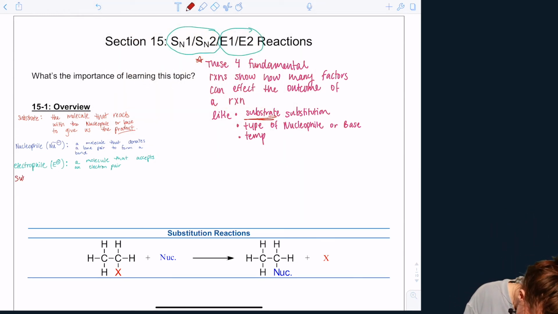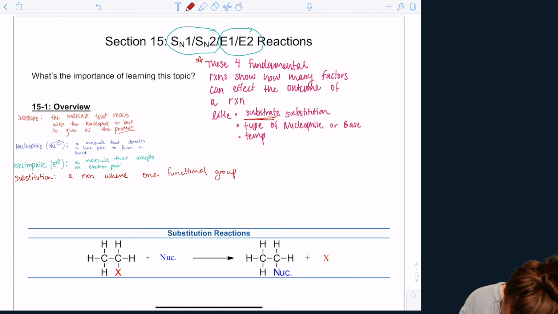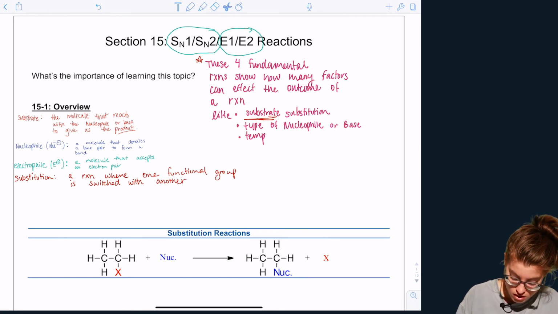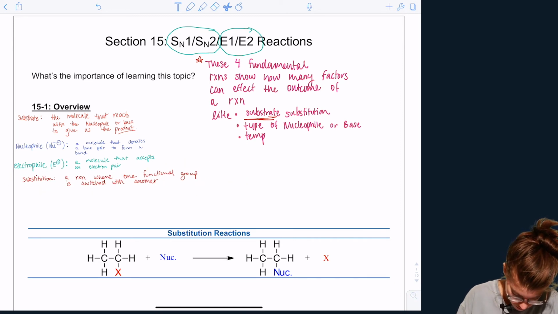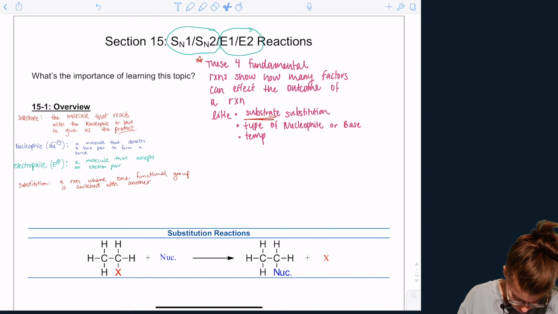So, substitution: a reaction where one functional group is switched with another. Okay, a different functional group. So we just switch functional groups. So far these don't seem too bad.